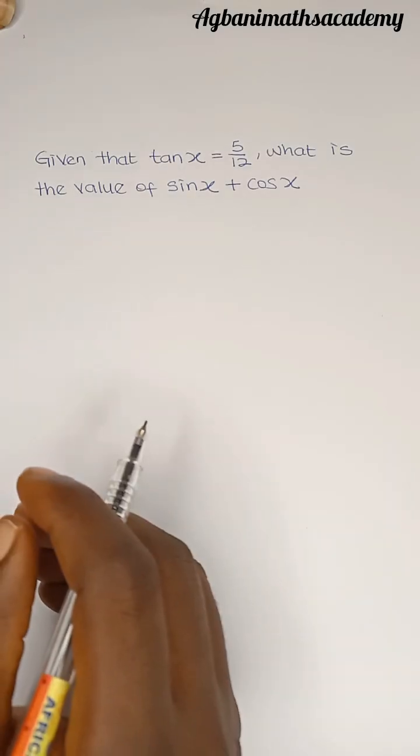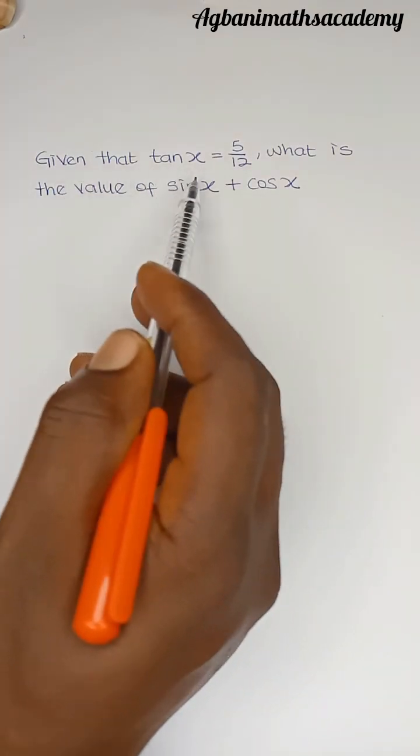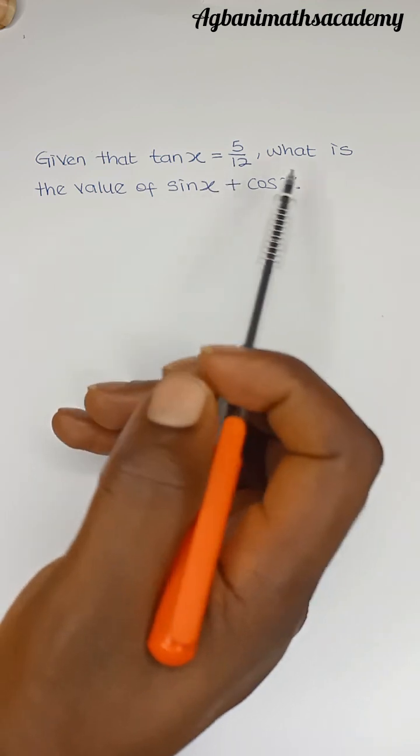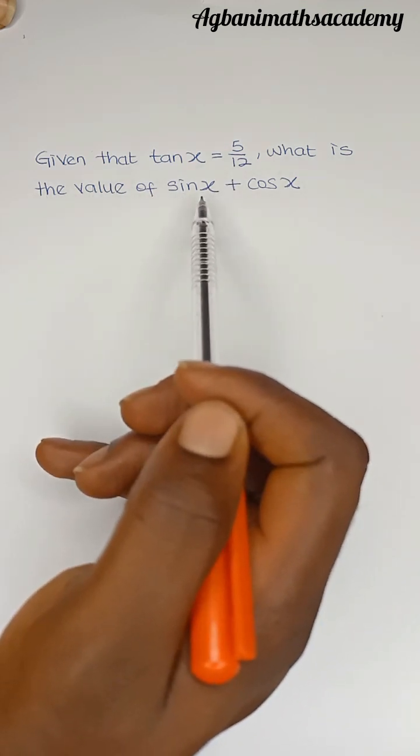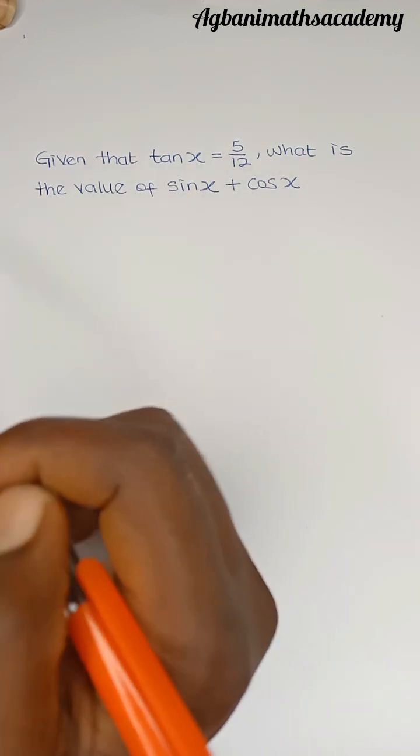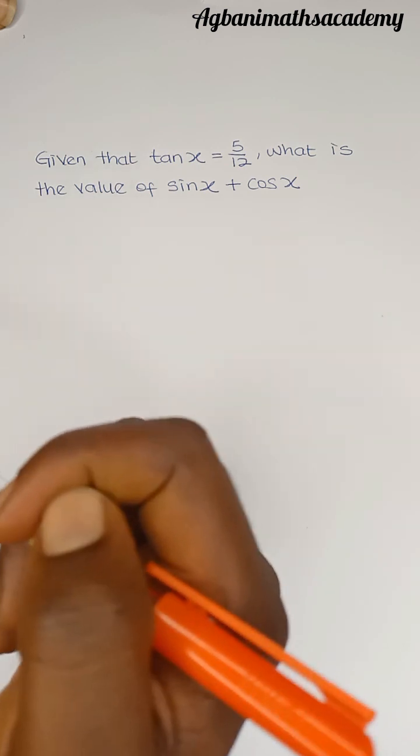Hi guys, let's look at this simple question that we have here. Given that tan x is equal to 5 all over 12, what is the value of sine x plus cos x? So this is a simple question involving SOHCAHTOA.